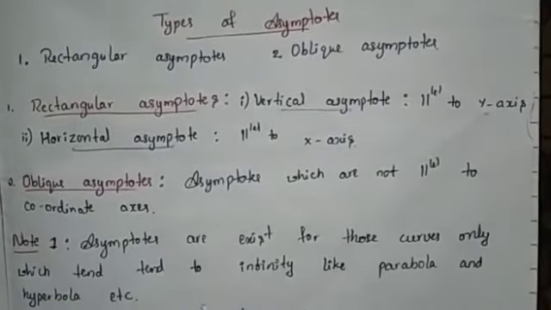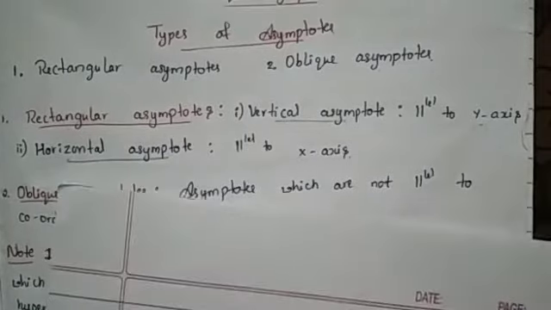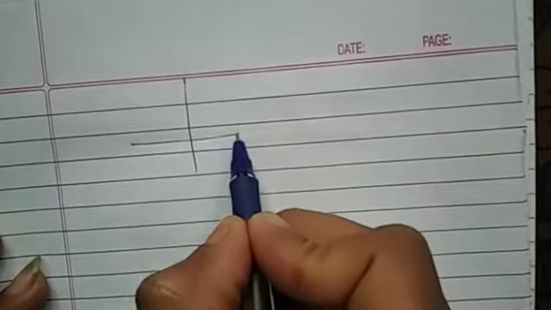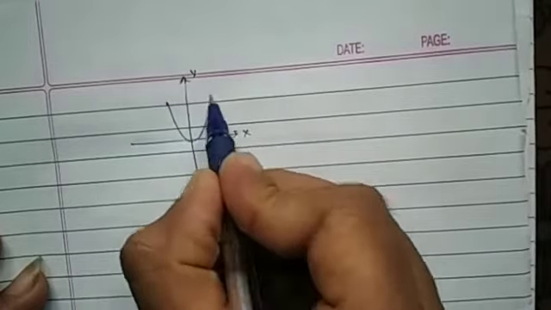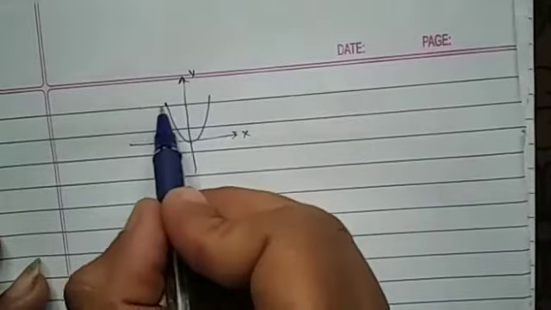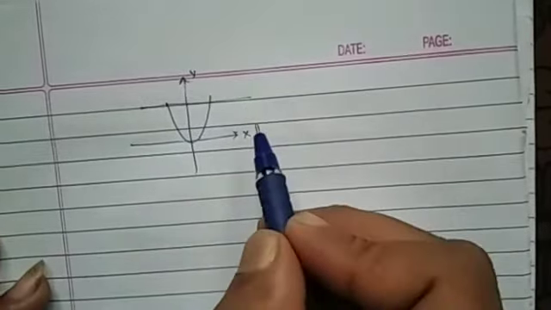Next, note number 1: asymptotes exist for those curves only which tend to infinity, like parabola and hyperbola, etc. Look here, some curves like parabola. This is the x-axis and this one is the y-axis. This is the parabola. This parabola and it is a straight line.